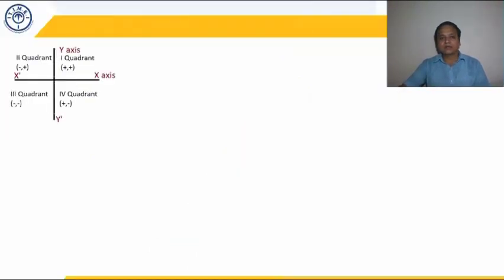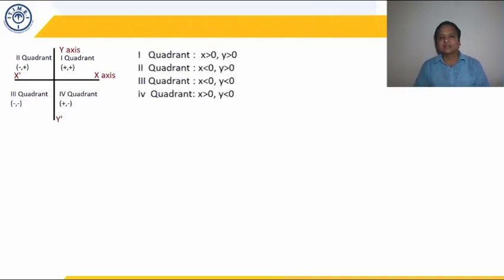Starting with, we divide our axis into four quadrants. X-axis, y-axis divide into four quadrants. First quadrant, in which both x coordinate and y coordinate are positive. X is greater than 0 and y is greater than 0.